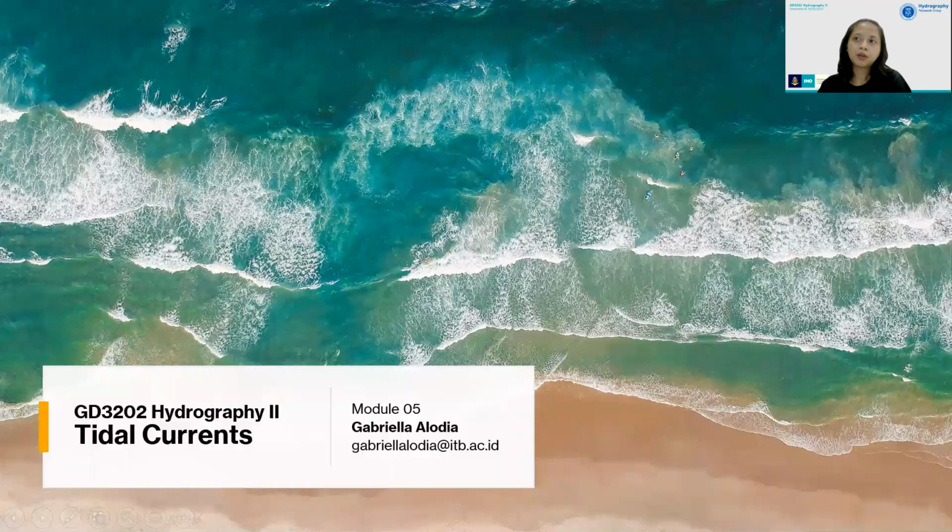So if you remember from the second week of Hydrography 2, I posed a question at MS Teams, and the question was simply, what oceanography phenomenon do you think happened because of the tide? And the best answer, or the answer that I was looking for, is actually the tidal currents. Okay, why does that happen and why is that the answer that I was looking for? We will talk about it in this module.